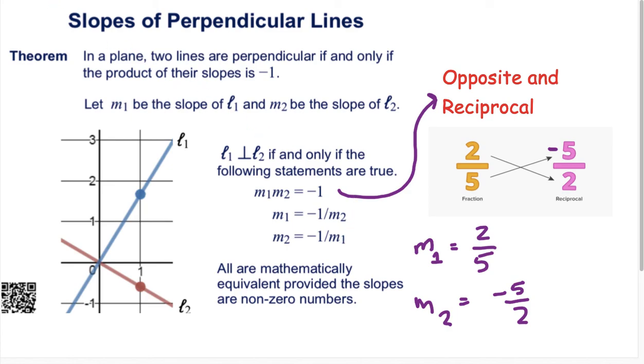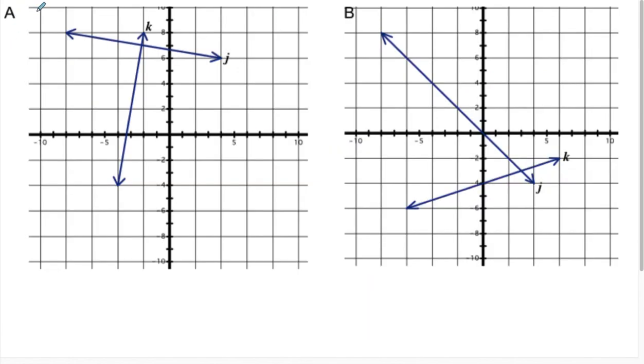All right, so let's begin. Let's take a look at graph A and graph B. Let's prove that these two lines are perpendicular, and let's also prove that these two lines are not perpendicular by calculating their slopes.